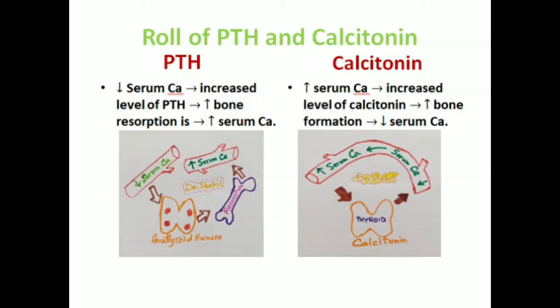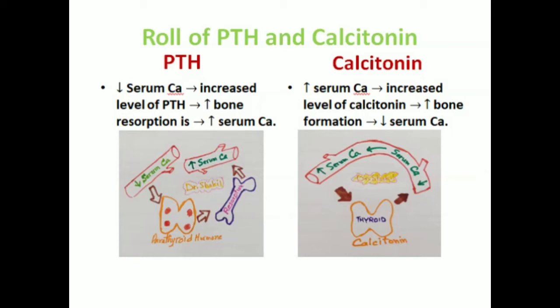Whenever there is low serum calcium, the parathyroid gland will secrete parathyroid hormone. So the level of parathyroid hormone is increased in the blood, and it will cause increased bone resorption. And the process of resorption will increase the level of calcium in the blood.